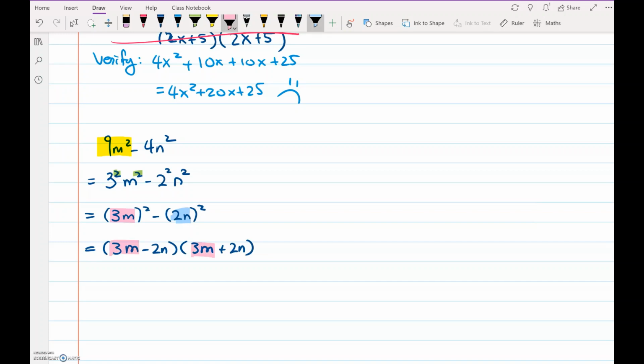3m is our a in the formula and 2n is our b in the formula. Remember the formula was a squared minus b squared equals a minus b, a plus b. Okay? So quick and simple here.